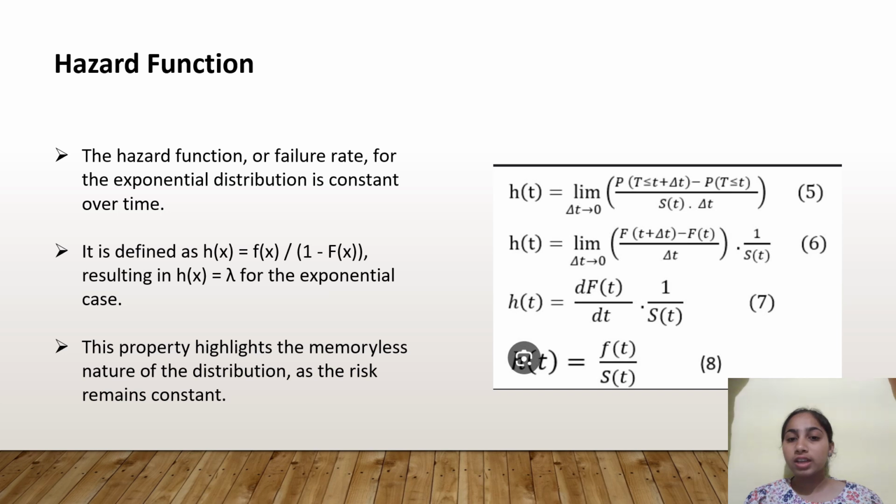In this picture, we can see the formulas for the hazard function in the exponential distribution, that are h of t is equal to dF of t divided by dt into 1 divided by S of t, which is given by h of t is equal to f of t divided by S of t.